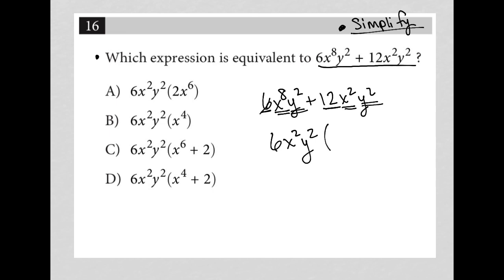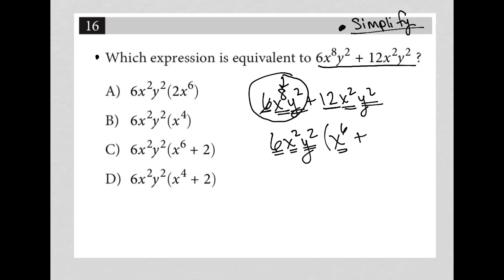Now, what would go inside parentheses here? What would I need to multiply 6x squared y squared by in order to recreate this first term here? Well, it would just be x to the 6th, right? Because I already have the 6 taken care of. X squared times x to the 6th gives me the x to the 8th. And again, I already have the y squared, so that's taken care of now. And then I'm going to have a plus sign here.